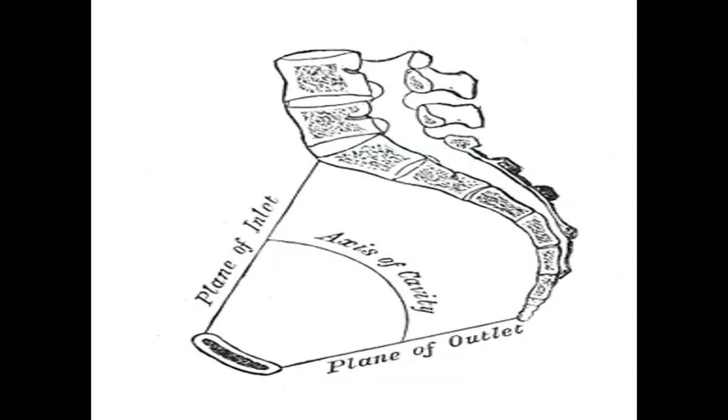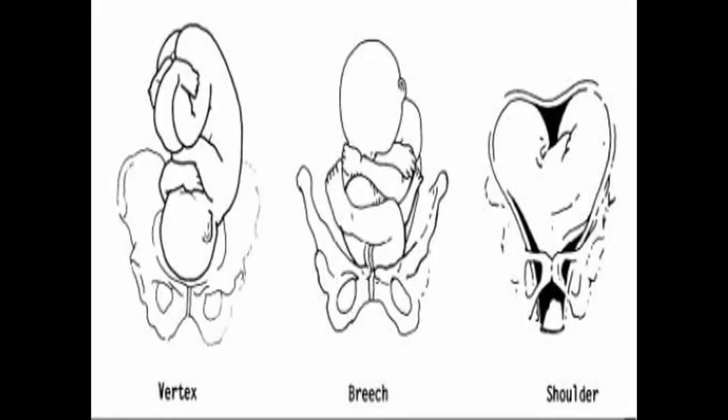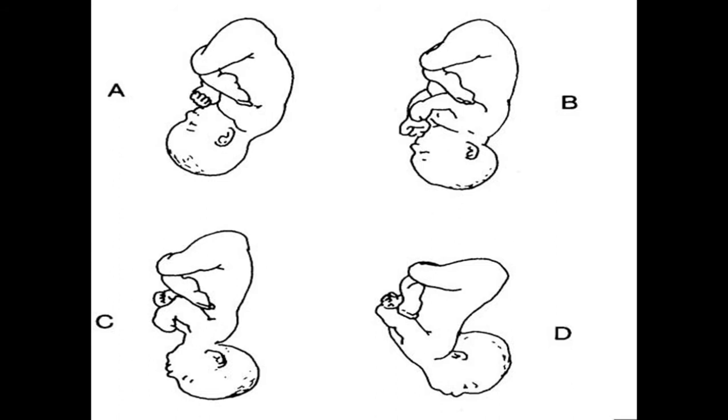But the position of the fetal head is different, because according to the degree of flexion of the fetal head to the trunk, we can identify the position of the fetal head. The fetal head may be like this, completely flexed to the trunk, or maybe like this, completely extended. If the fetal head is completely flexed like this, we have what's called the vertex position. Vertex is the center of the fold of the skull.